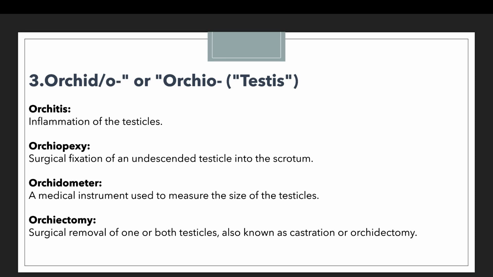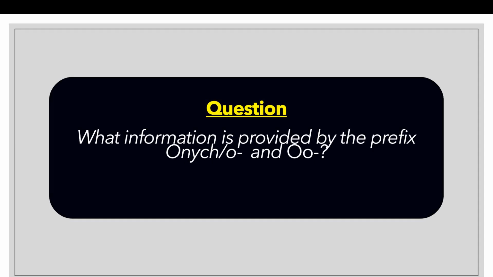Okay. So yeah, these are all the examples which I would like to share with you in this session. I hope it is clear to all of you. And for today, there is only one question for you: what information is provided by the prefix onych or oo? Okay. If you know the answer, please share your answer in the comment section. But if you have any difficulty, then you can refer to the previous session. There we have already discussed this thing.